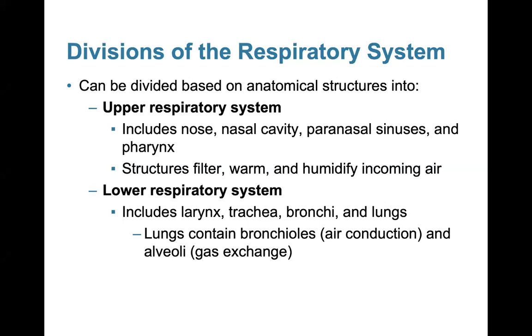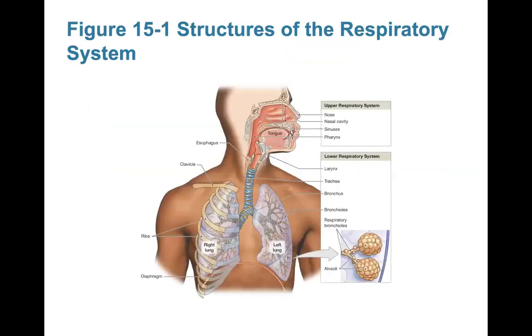The lungs will contain bronchioles, which are involved in air conduction, moving air from one area to the next, and alveoli, which will include gas exchange. Here we can see the anatomical structures involved within the respiratory system. You can see the upper respiratory system here, and then we have our lower respiratory system here.